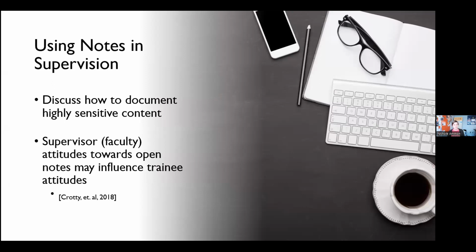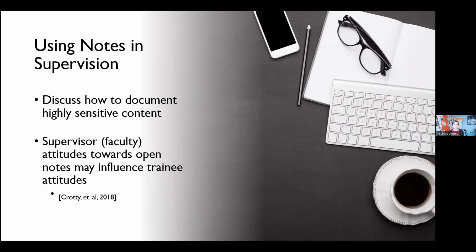But if there's highly sensitive information and maybe your supervisee is concerned that a patient could come to harm because they might be in a domestic violence situation, and what if the spouse, who's the abuser, happens to read the note while the patient's reading the note? Could the patient be harmed? There might be ways of marking information as more highly sensitive or highly confidential. And also maybe you just don't need to document everything. So keep those things in consideration.